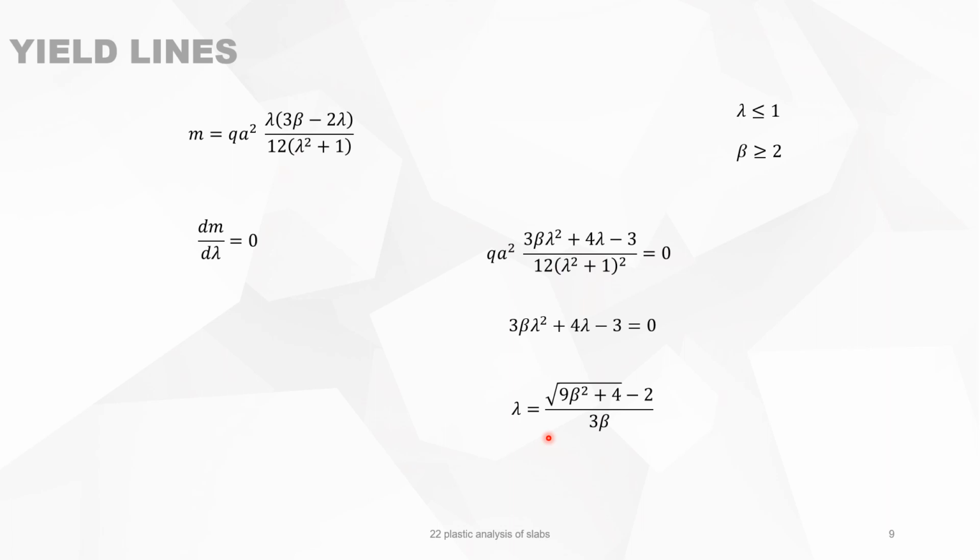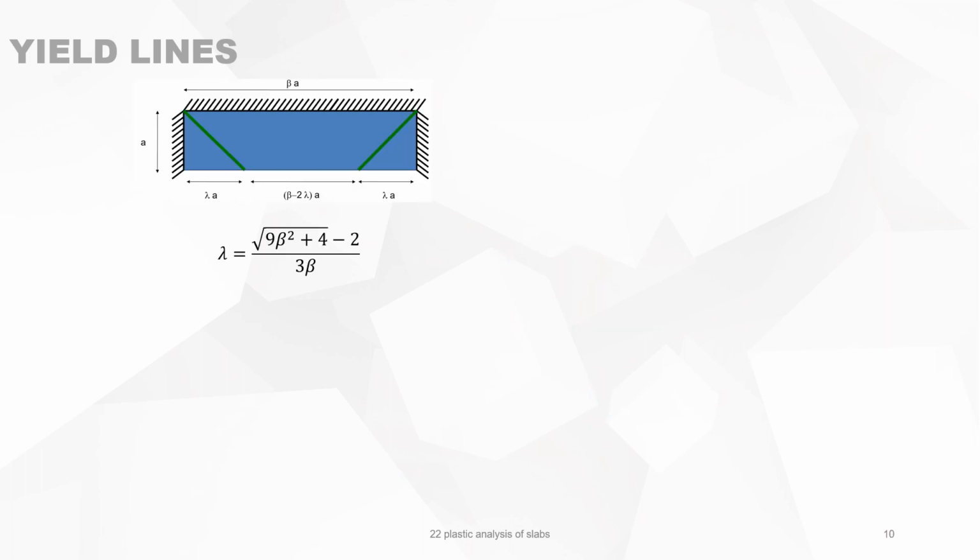When you use the 30, 45, 60 rule, then there is no dependence on the length of the edge. So you see that the 30, 45, 60 rule is an approximation. We substitute lambda in the equation, and you see that the maximum bending moment is a function of beta. Now, beta must be bigger than 2.